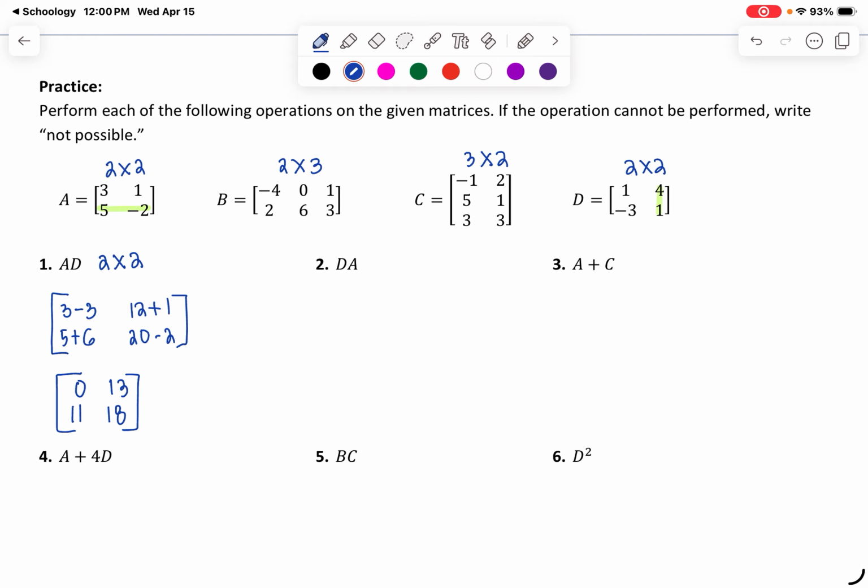Voila. If you'd like to pause the video and try the rest on your own, that's great. And then you can fast forward through to see what the answers are.